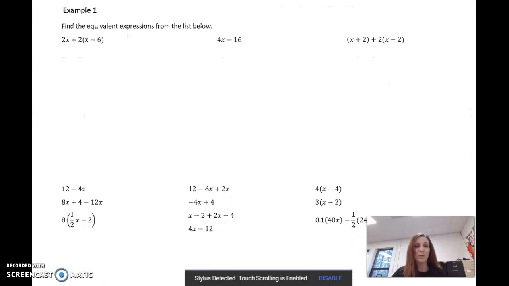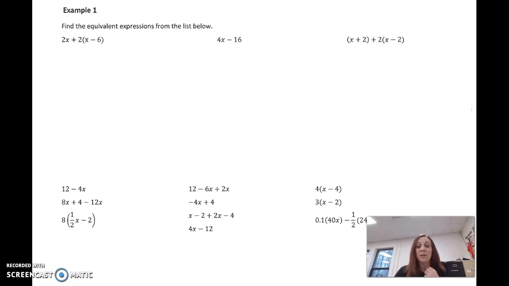Okay? So it says find the equivalent expressions from the list below. So when I look at this, we're just going to manipulate it. I always say the word manipulate because we're not changing it. It's equivalent. It's the same. One of the things I like to do is always change things to addition. This is already addition, leave it alone. But this x minus 6 here, I could go keep, change, change. And then I can rewrite this using my distributive property. So I can say 2x plus 2 times x is 2x, made it plus sign here, 2 times a negative 6, which is a negative 12.